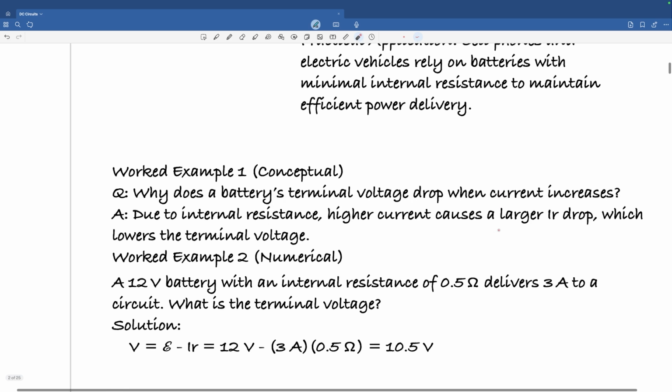And then a very simple worked out question. A 12 volt battery, so that's the EMF. The internal resistance is given, and it delivers 3 amperes. What is the terminal voltage? This is what is lost. And so 12 minus that quantity gives 10.5 volt. So this is the voltage that is available to whatever is using that current from the battery.